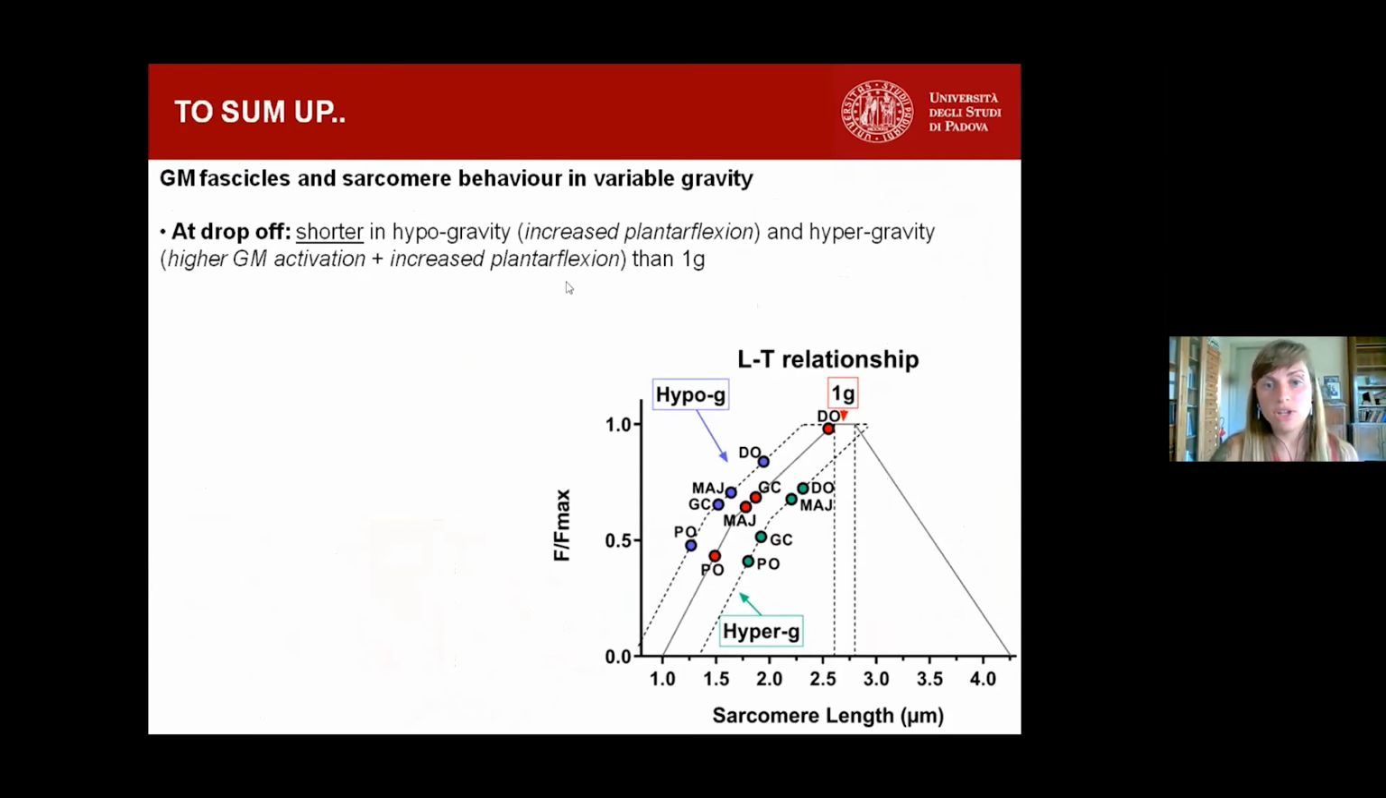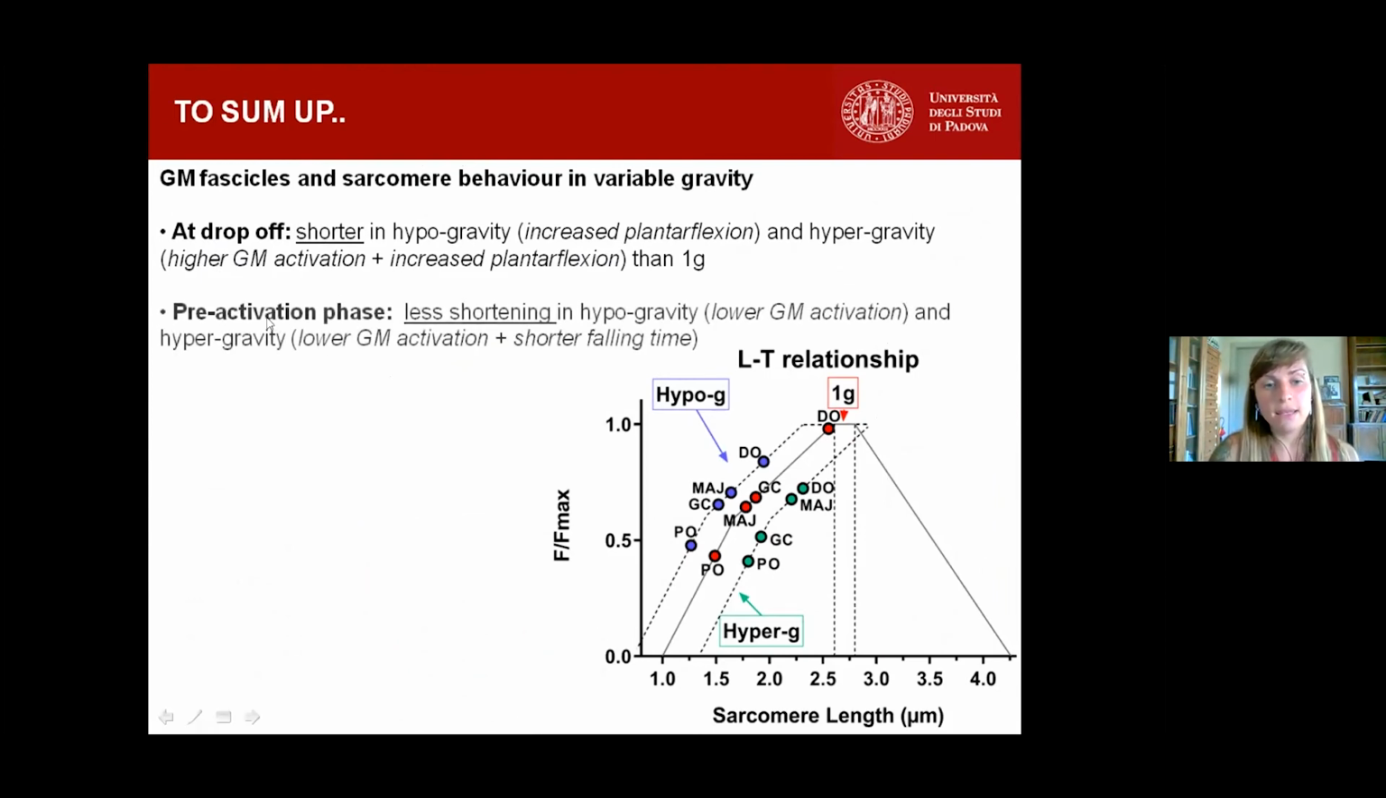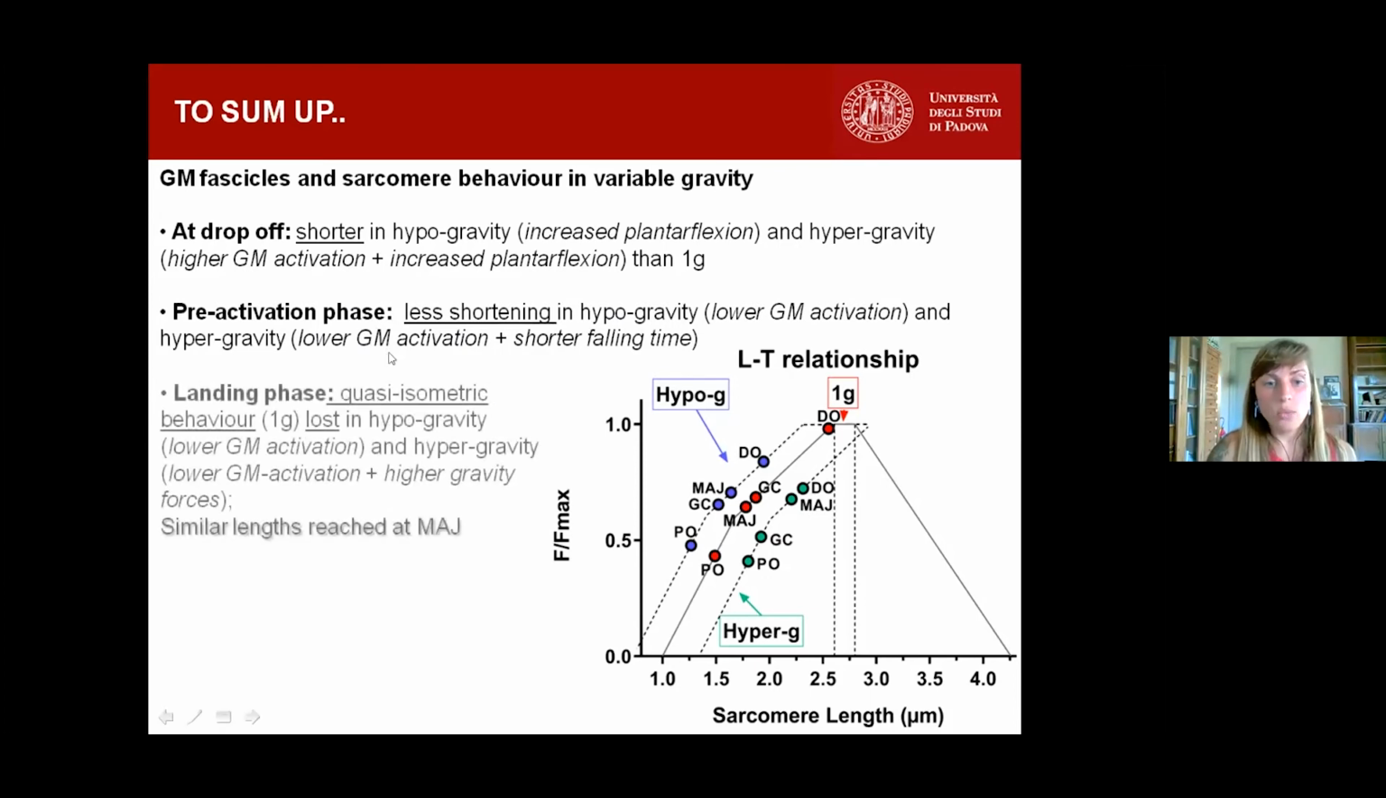potentially linked due to the increased plantar flexion and also in hypergravity to higher gastrocnemius medialis activation. And then in the pre-activity phase, we observe less shortening in both hypo and hypergravity, possibly due to the lower gastrocnemius medialis activation, which would lead to an increased compliance of the muscle. And that the quasi-isometric behavior observable in 1G during the landing was lost, substituted by a lengthening.